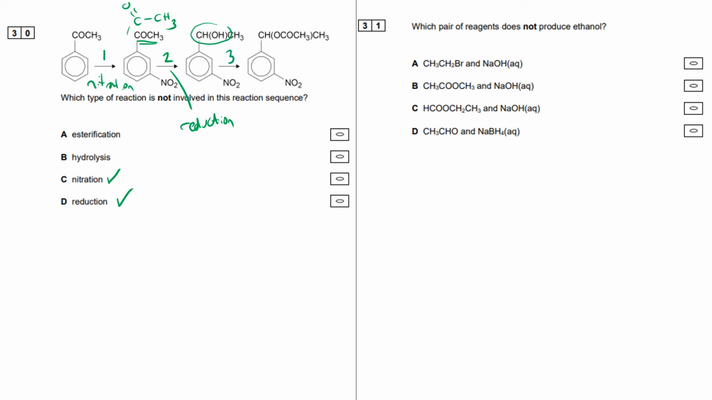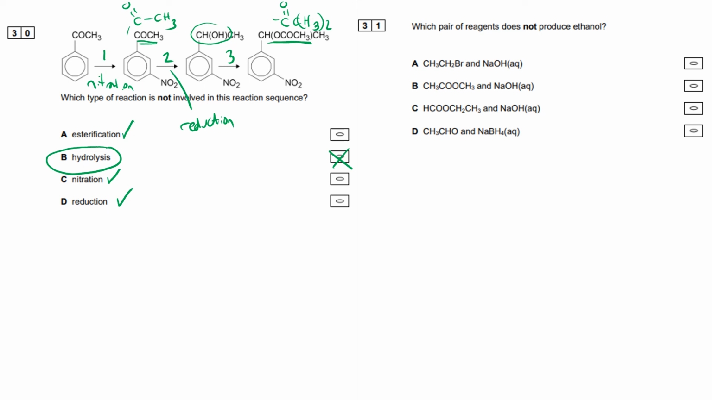In reaction 3, our alcohol is reacting with a C double bond O group, which we can see here. It's reacting with a carboxylic acid. So in reaction 3, carboxylic acid plus alcohol is an esterification reaction. So the one that's not occurring is hydrolysis. Answer B is correct.